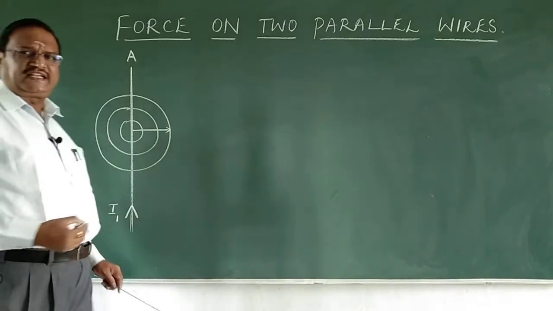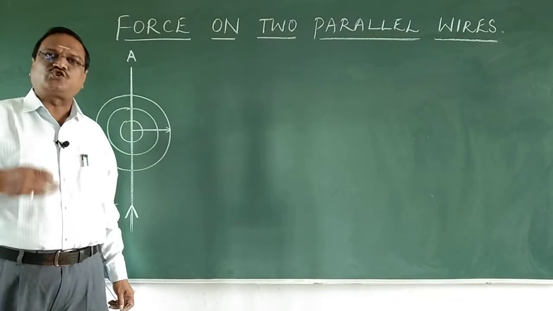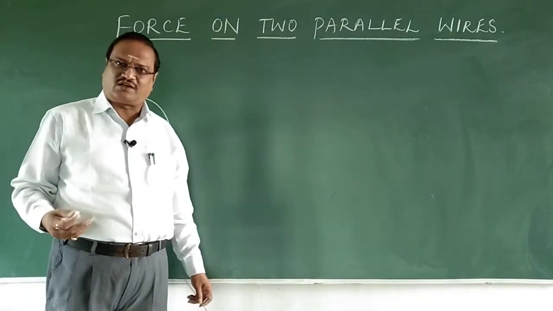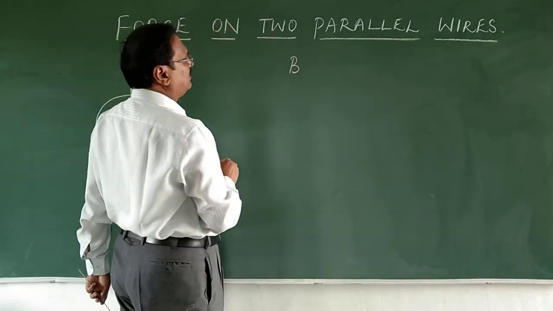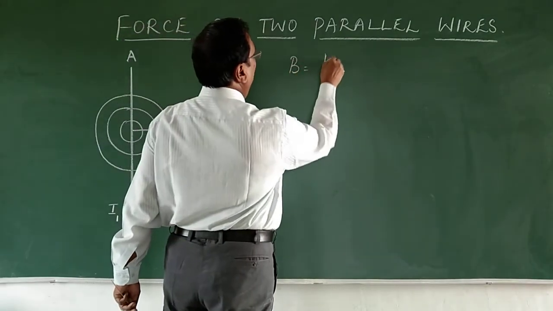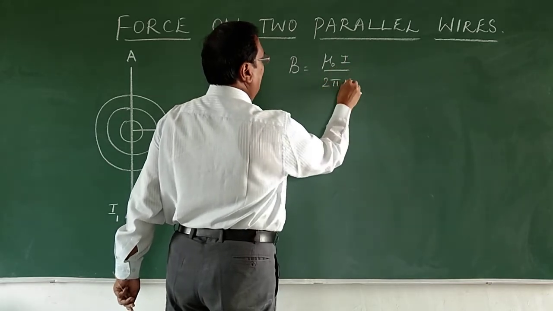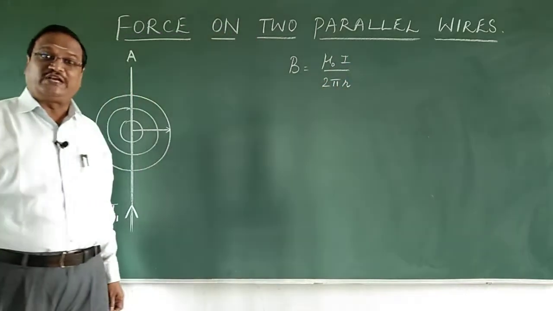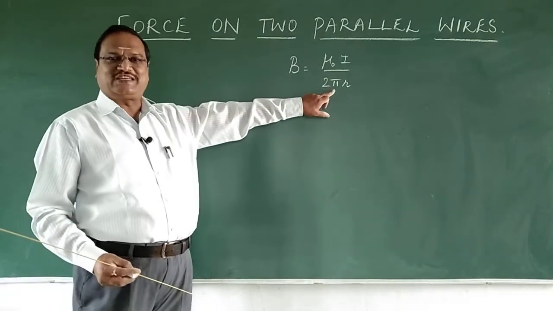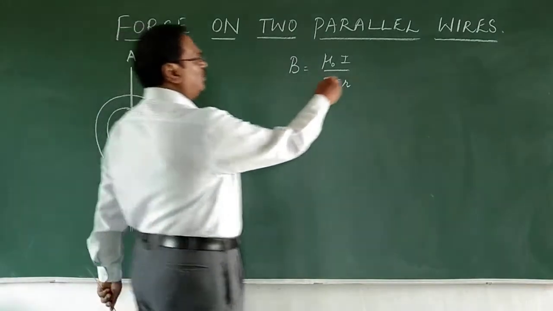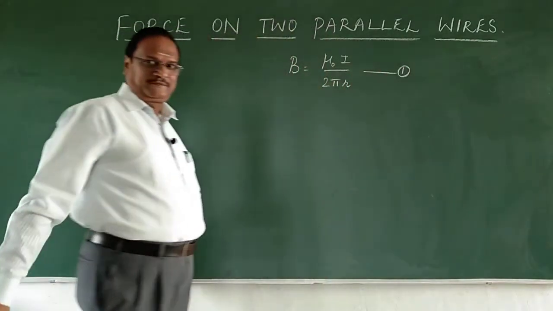Now what is the magnetic field? We used Biot-Savart's law, and also Ampere's circuital law, and we derived that the magnetic field due to a straight conductor is B equal to mu naught I upon 2 pi r. I said to you in the video related to the straight conductor, there is a pi in this equation. So this is due to a straight conductor. Let me call this equation number 1.